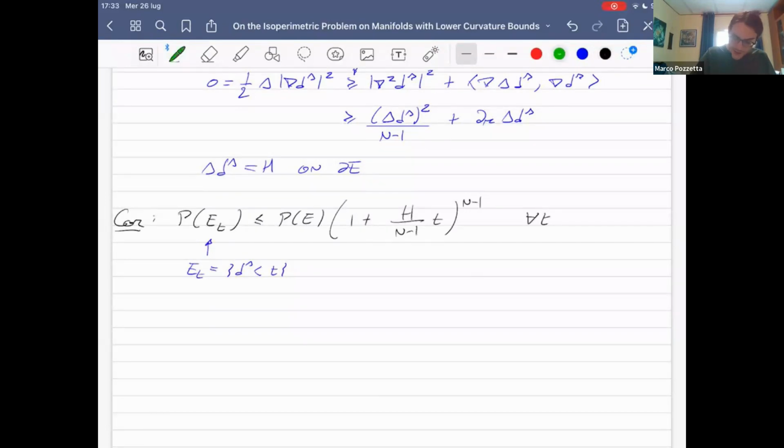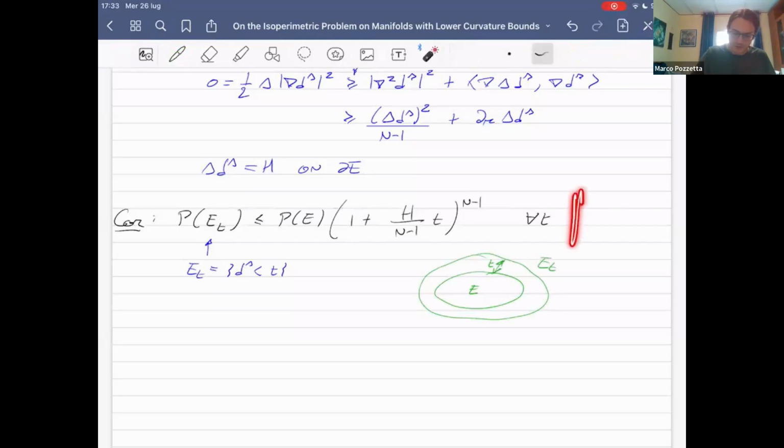So what's going on here is that, I believe it's clear, but in any case, this is E. For example, this is E_t, meaning that the distance here is t. I estimate its perimeter in terms of the perimeter of E and in terms of the mean curvature. This is, by the way, a sort of Heintze-Karcher comparison inequality. So it's a very classical thing, in a certain sense.